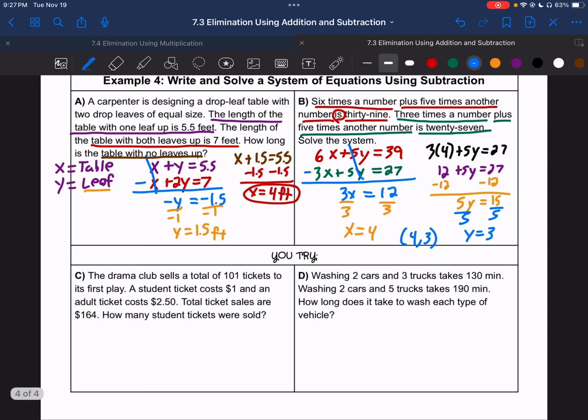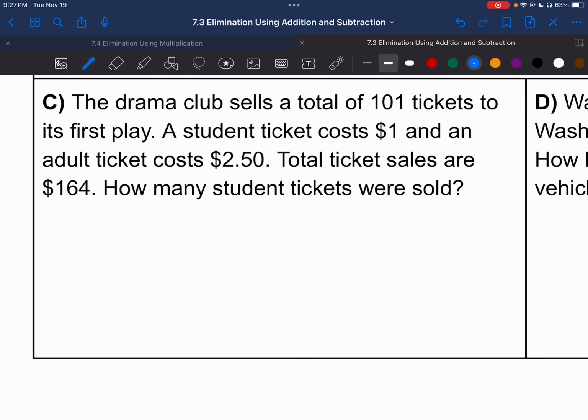All right, we have letters C and D for you to try, and then we're going to check your answers against mine. Letter C, the drama club sells a total of 101 tickets to its first play. A student ticket costs $1 and an adult ticket costs $2.50, clearly before inflation. Total ticket sales are $164. So we have two equations to write based on this information. One of them is really contained in the second and third sentence there. A student ticket costs $1, an adult ticket costs $2.50, and the total ticket sales are $164.